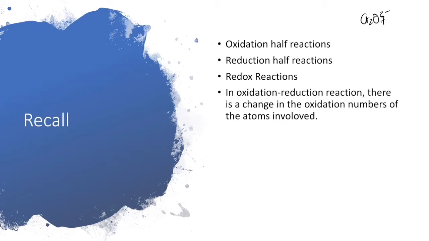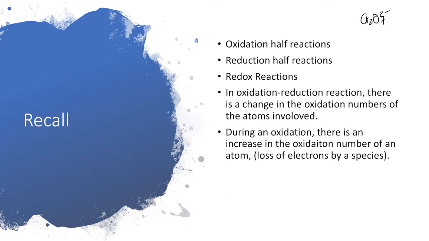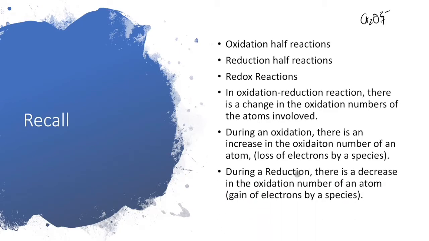So we invoke something called the oxidation number in order to track the electrons inside the chemical species. If the oxidation number increases inside the chemical species, then it's undergoing oxidation. And if the oxidation number decreases inside a chemical species, then it's undergoing reduction. What I want to mention here is that in an oxidation reduction reaction, there is a change in the oxidation numbers of the atoms involved. So if the reaction is redox, there must be a change in the oxidation numbers between the chemical species.